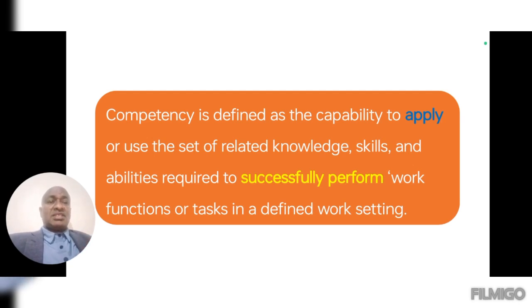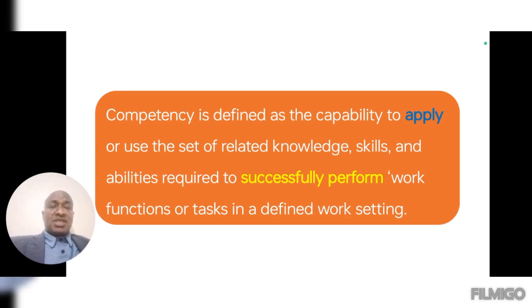Competency is defined as the capability to apply or use the set of related knowledge, skills, and abilities required to successfully perform work, functions, or tasks in the defined work settings. There are other related words that we should know. Knowledge, what does knowledge mean? Skills means, abilities means. That is also what I'm going to present for you.